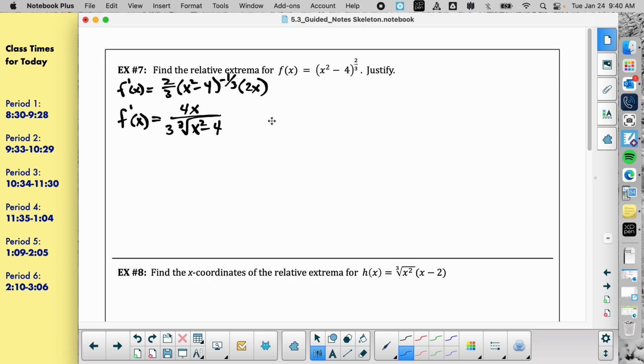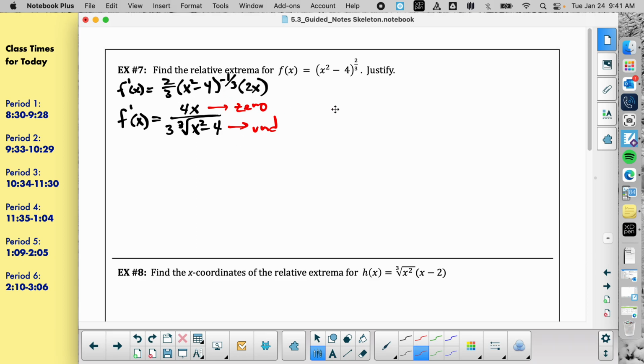Good enough. Okay, now I'm looking for zeros and undefines. Part of the reason you want to write it as a fraction, if you can, is because that's an easy way to identify zeros and undefines. Any number that makes the bottom equal to 0 is undefined values. Any number that makes the top equal to 0 is a 0. So I'm basically going to solve the top and bottom separately. That's kind of why a fraction is nice to have.